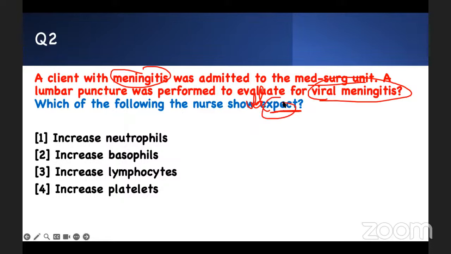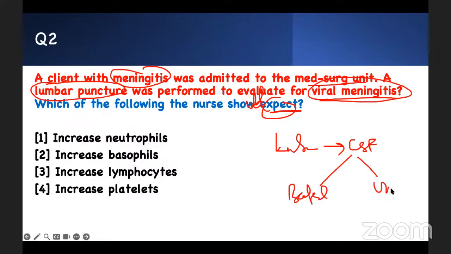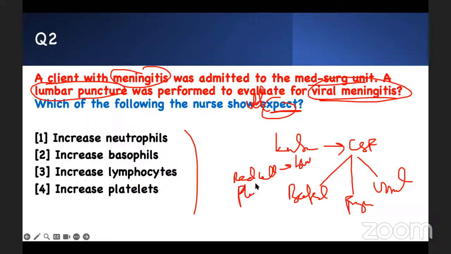So what should I expect in a patient with viral meningitis when I do a lumbar puncture? This is a fact you have to know. There's nothing to memorize. When you have meningitis, we need to do a lumbar puncture. Why? We take a CSF and analyze it and see if this is a bacterial problem, a viral problem, or a fungal problem. We look at the cells in it. There shouldn't be red cells in your CSF. It's a clear fluid. If there are red cells, you're bleeding. There shouldn't be platelets, basophils (that's like an allergic reaction), or mast cells.